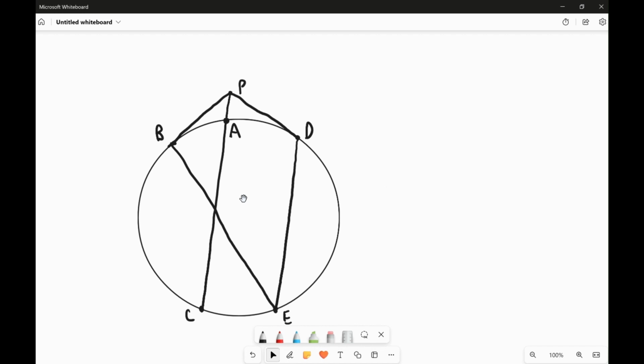So here's the problem. Suppose you have a circle and a point P here, and you draw the tangents from P to the circle. We call them B and D. Then you draw any line through P, let it intersect the circle at A and C. Then you draw E such that DE is parallel to AC. And what we want to prove is that if BE intersects AC at M, then AM equals MC. This is what we want to prove.